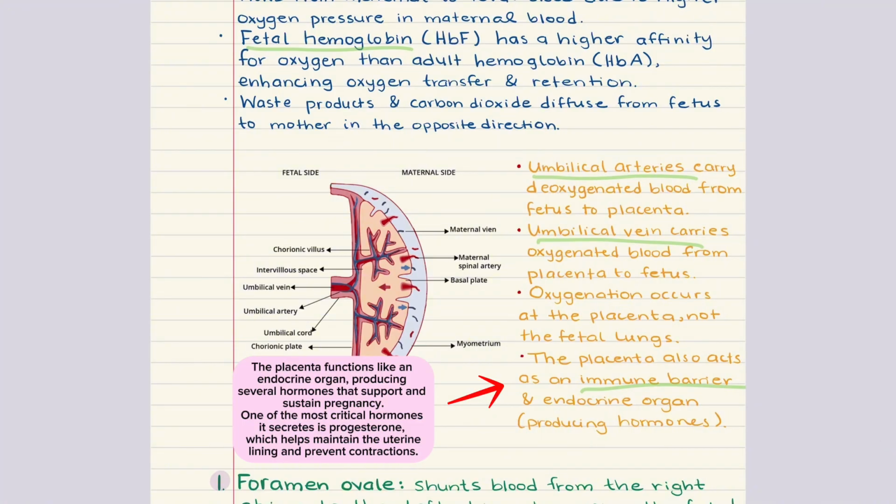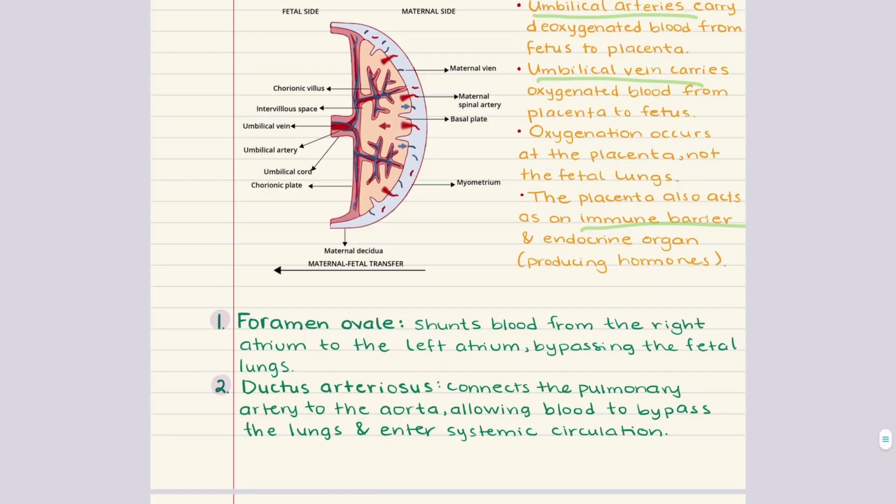Now, inside the fetus, there are 3 key shunts that reroute blood so it doesn't go through organs that aren't functional yet. The first is the foramen ovale. This is an opening between the right and left atria of the heart. It allows blood to bypass the fetal lungs, which aren't inflated yet. Instead of going to the right ventricle and out to the lungs, blood flows directly from the right atrium to the left atrium and then out to the body.